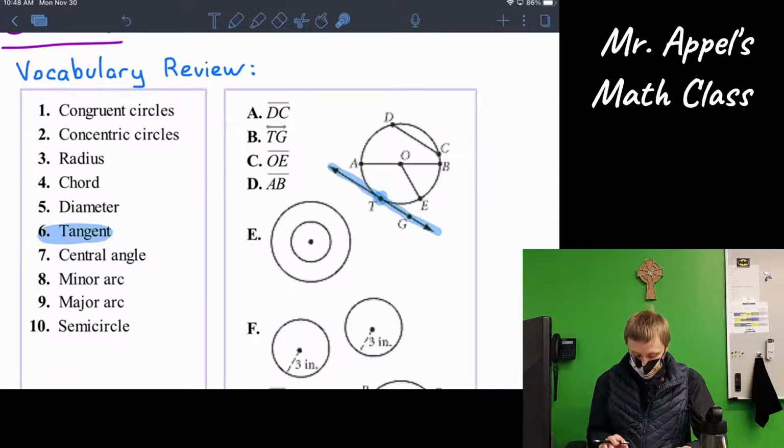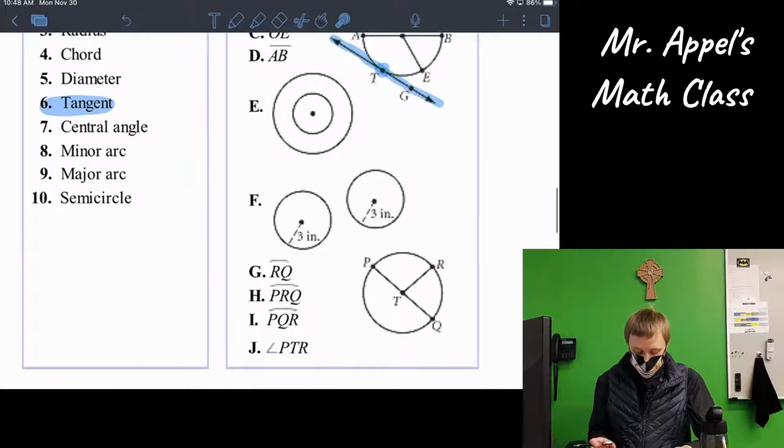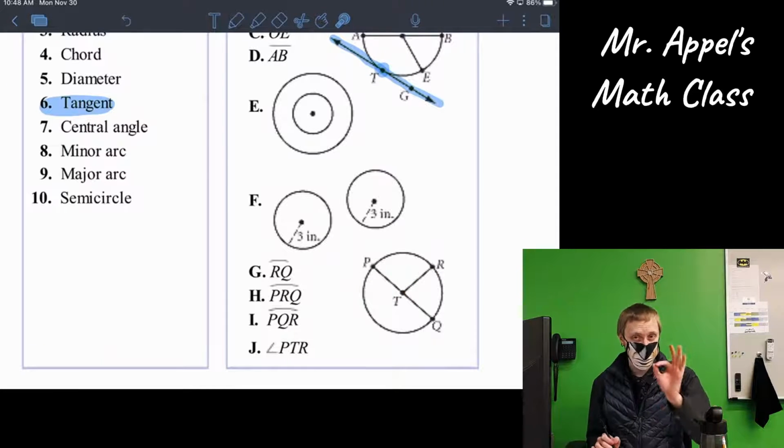Okay. And we can say 7, 8, 9, 10. And with the central angle, a central angle is any angle formed at the center of the circle as its vertex. So any 2 radii can form a central angle.